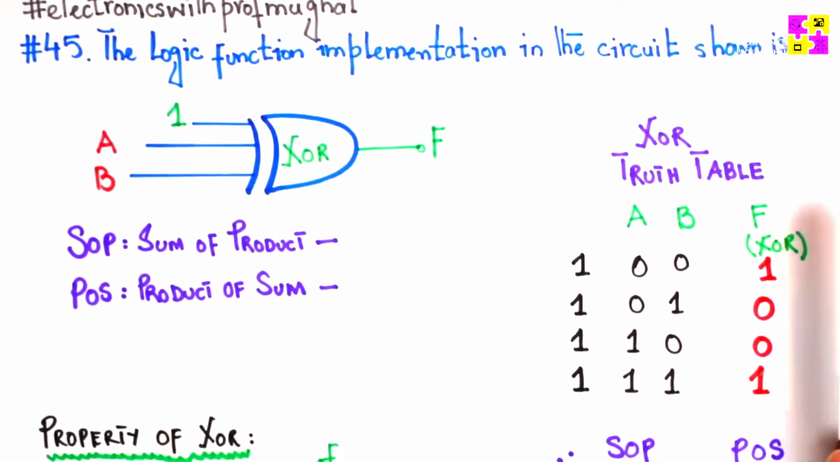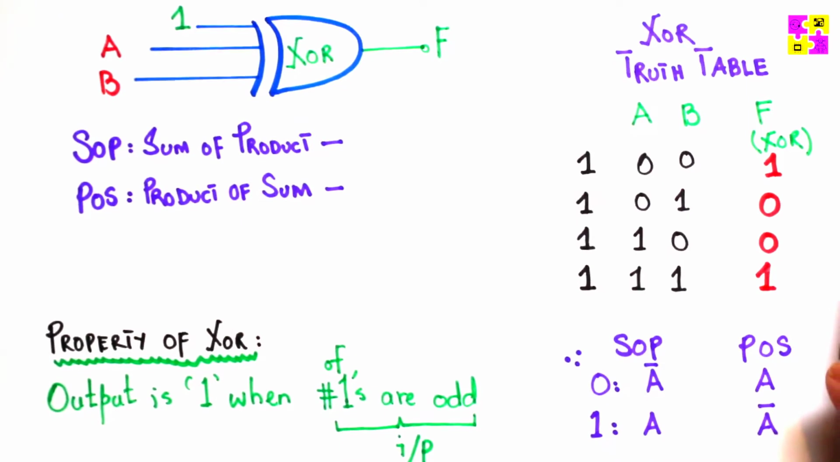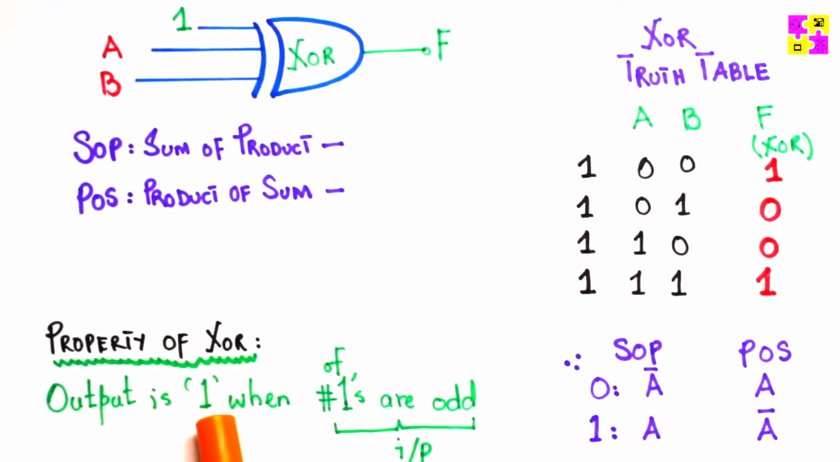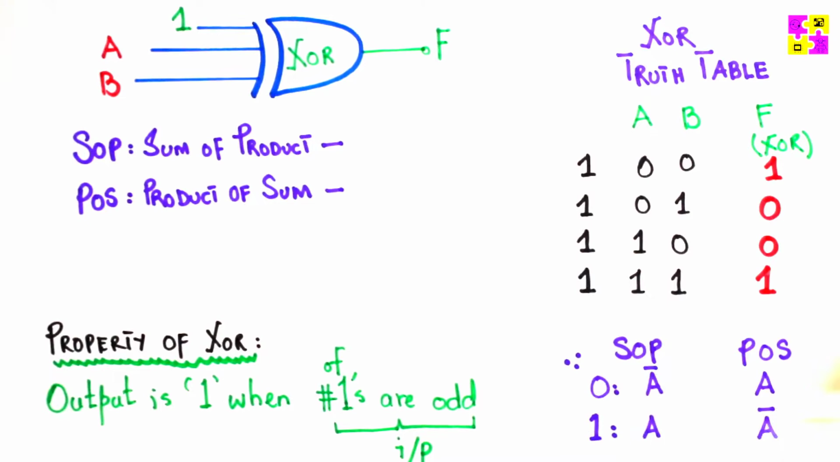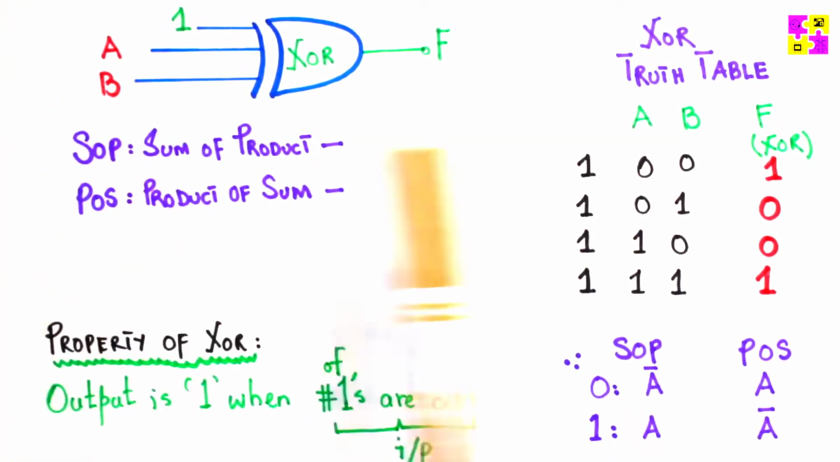Those of you who are not familiar with the exclusive OR gate, the property of the exclusive OR gate is that the output is simply going to be 1 when the number of ones is odd. If you look at the input, and the number of ones is odd, the output is always going to be 1. Now, this exclusive OR gate has 3 inputs: 1, A, and B, right?